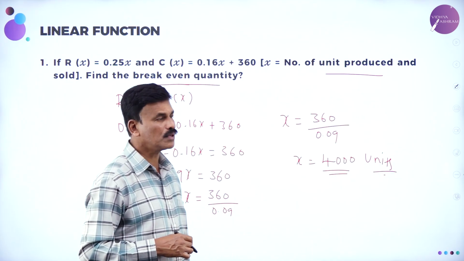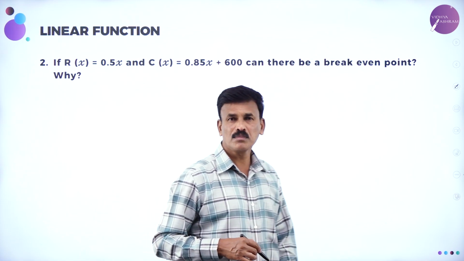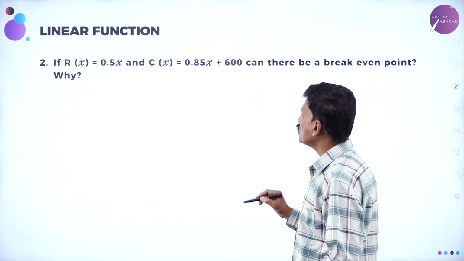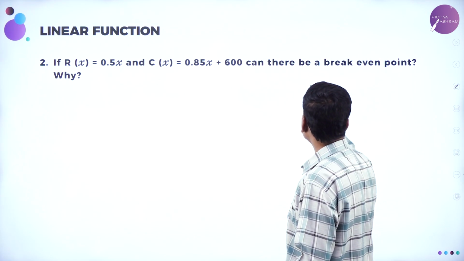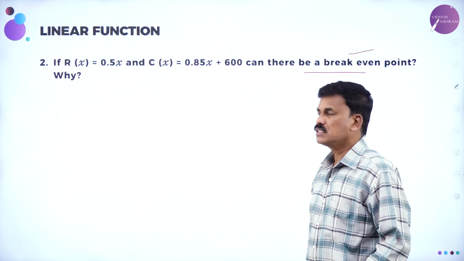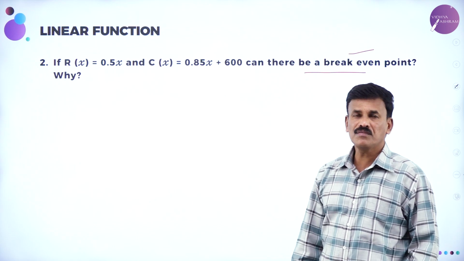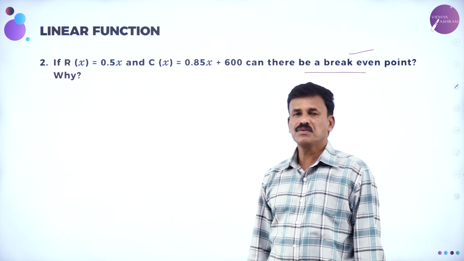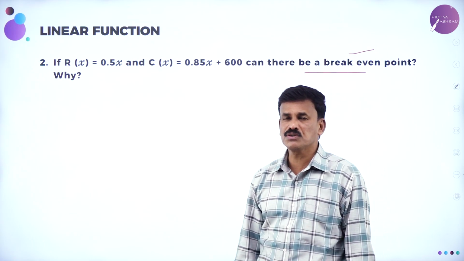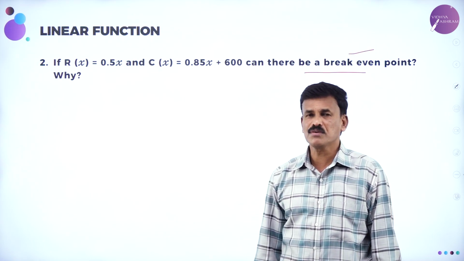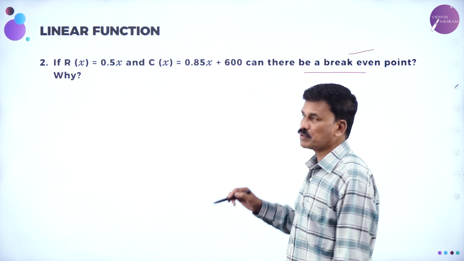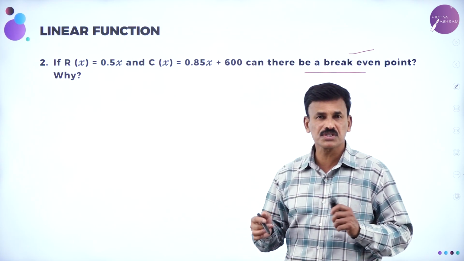Now, move on to the next problem, a similar type of problem. If R of X is equal to 0.5x and C of X is equal to 0.85x plus 600, can there be a break-even point? What is the reason? Find the value of X as in the previous problem. If X is positive, then there is a break-even point. X cannot be negative because the quantity cannot be negative. If X is negative, then there is no break-even point. Verify whether the value of X is positive or negative.